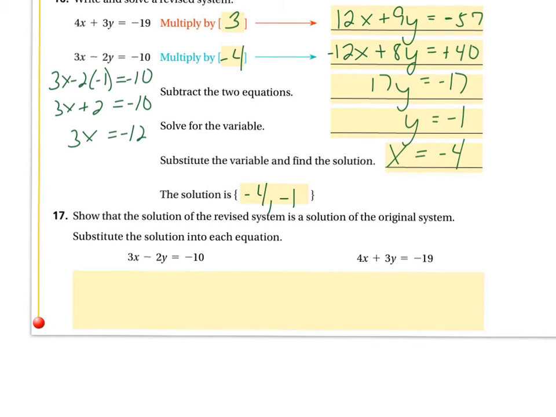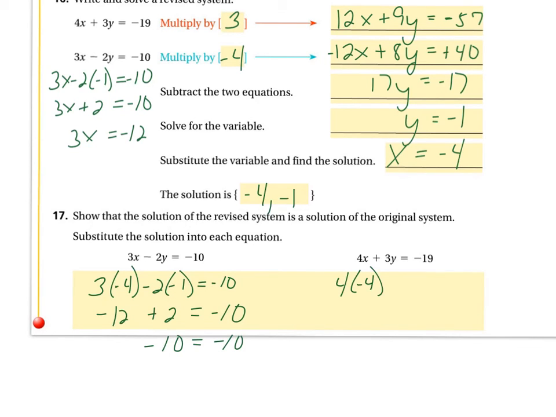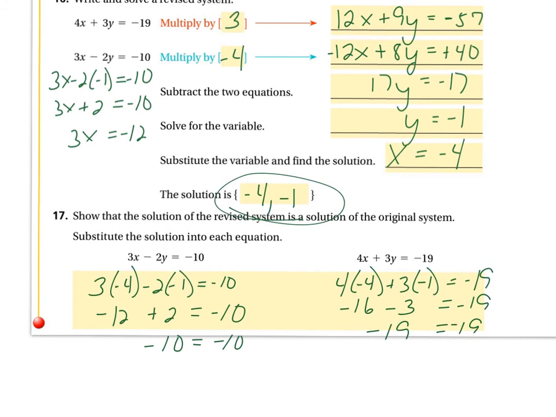Now we're going to show that this is true for both cases. So 3 times -4 minus 2 times -1, does that equal -10? So I have -12 plus 2. Yes, that does equal -10. So that's a true statement. And then the other one, 4 times -4 plus 3 times -1 equals -19. So -16 minus 3, does that equal -19? It does. So this is our solution.